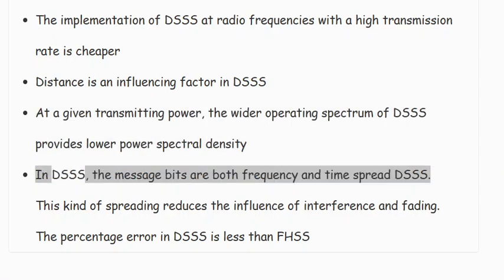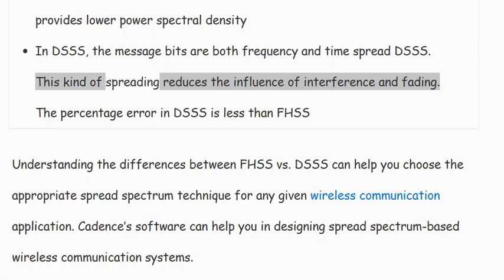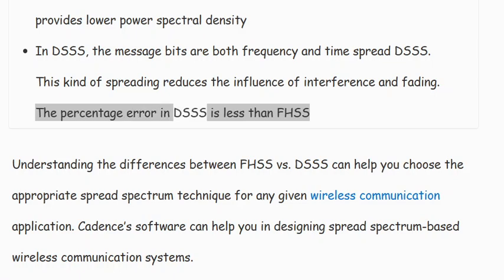In DSSS, the message bits are both frequency and time spread. This kind of spreading reduces the influence of interference and fading. The percentage error in DSSS is less than FHSS.